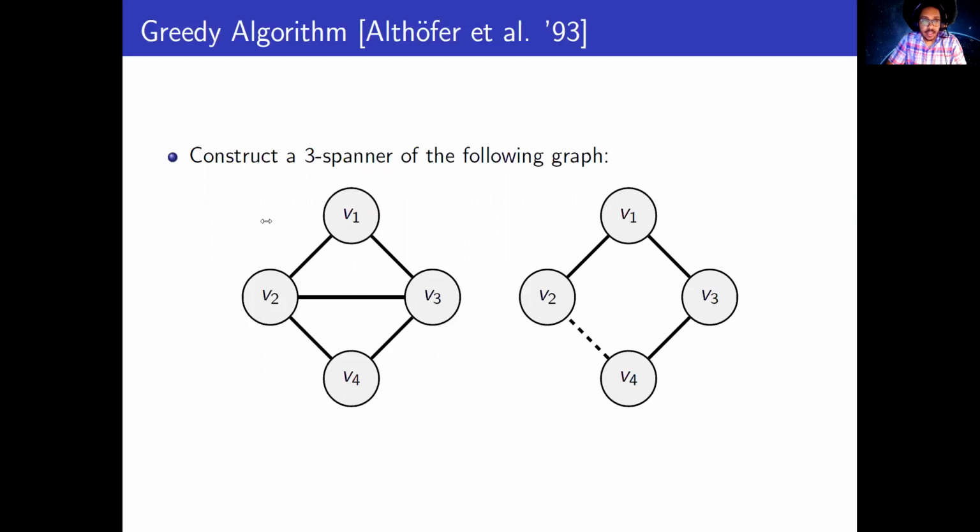Now, let's consider the edge between V4 and V2. Notice that there already exists a path which is less than or equal to 3 times the distance between V4 and V2 in the original graph. Therefore, we do not include it. Similarly, the edge between V2 and V3 is not included.